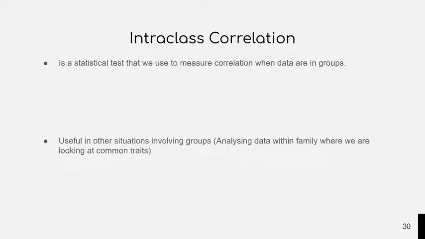The next one is intra-class correlation. Intra-class correlation is a statistical test that we use to measure correlation when data are in groups. So this is useful in situations involving groups, for example, analyzing data within a family where we are looking at common traits. Now this analysis can be useful when the unit of measurement in the quantitative research is in groups. So this would mean that instead of looking at the data in paired observations, we look at the data in group observations. So intra-class correlation is mostly focused on group observations.